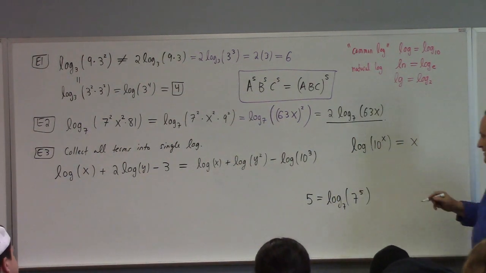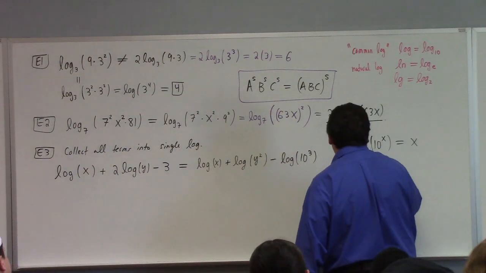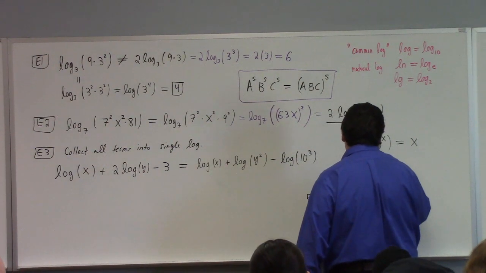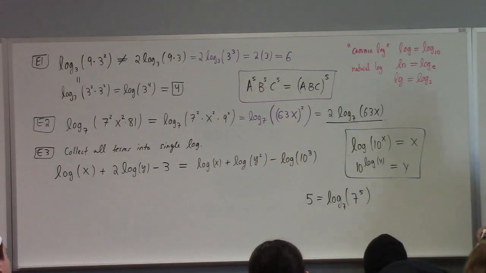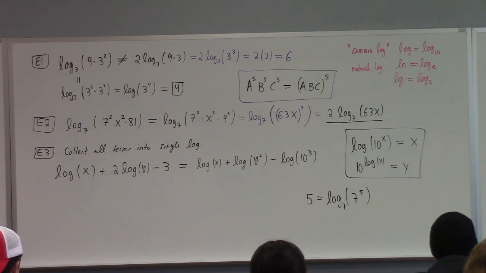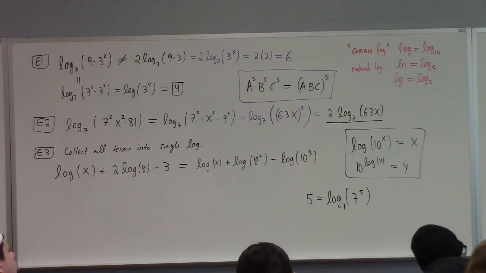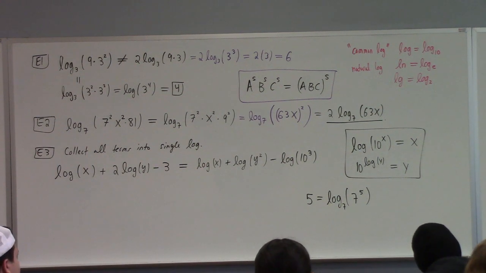And likewise, 10 to the log of y is equal to y. These are the identities which are true for the common log. For a natural log, instead of having the 10, you have an e. All right? We'll do some of those in a minute.